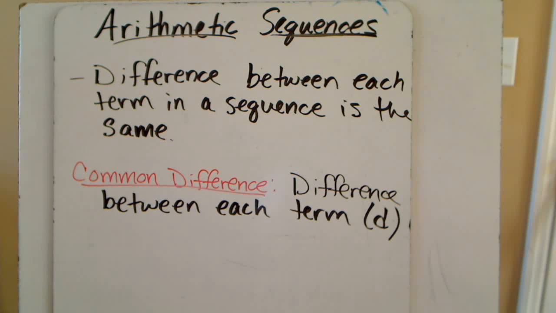The last section of this chapter is arithmetic sequences, which should be pretty simple. The definition of an arithmetic sequence is that the difference between each term in a sequence is the exact same. So if the difference between two numbers and the numbers after that are exactly the same, then it's called an arithmetic sequence. Another word that you need to know is common difference. Common difference is the difference between each term within a sequence, which is also represented by the letter d.